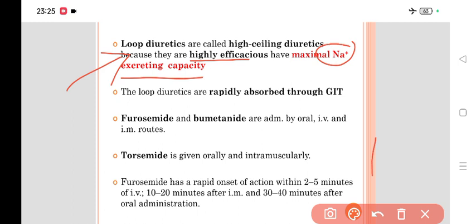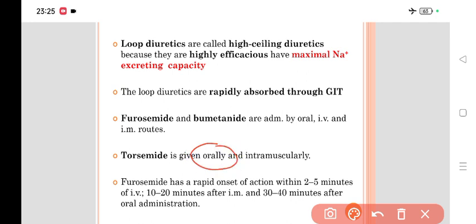They are rapidly absorbed through the GIT, which means you can use them orally or intravenously. Furosemide and bumetanide are administered by the oral, intravenous, and intramuscular routes. Torsemide is given orally and intramuscularly.